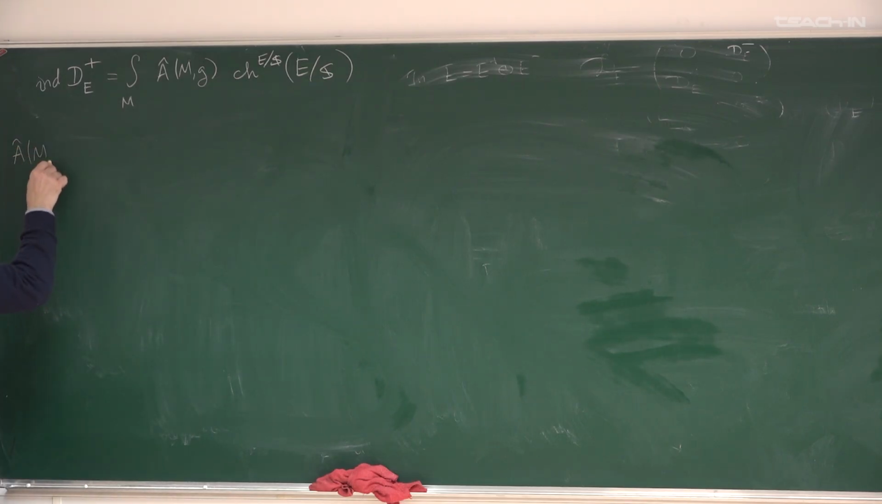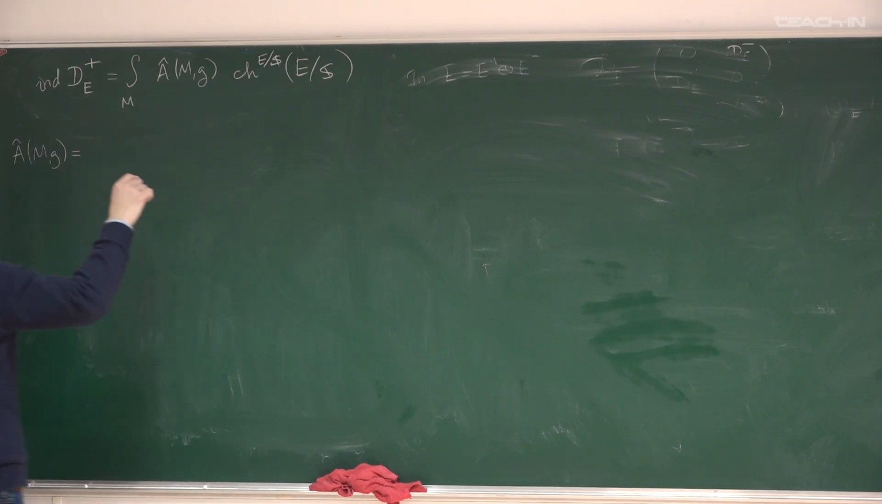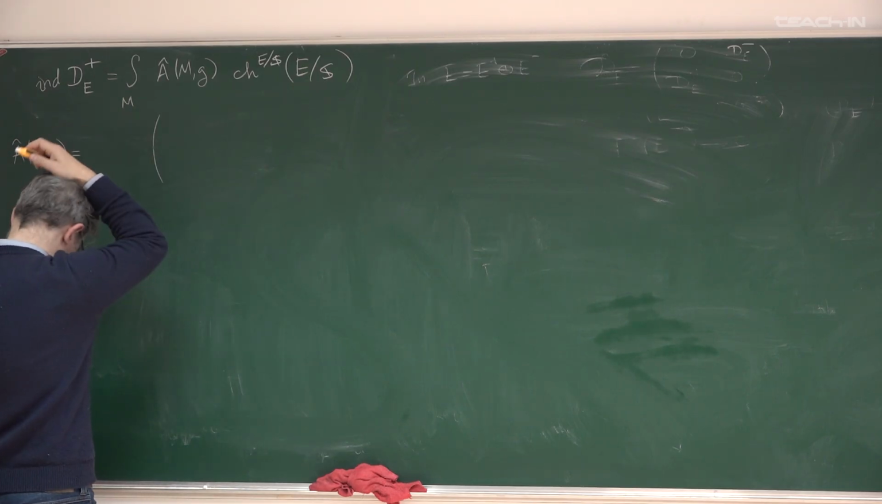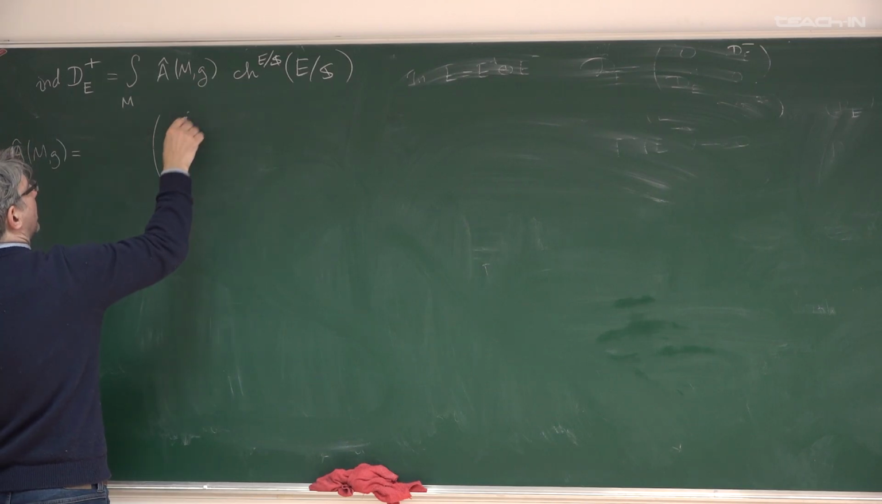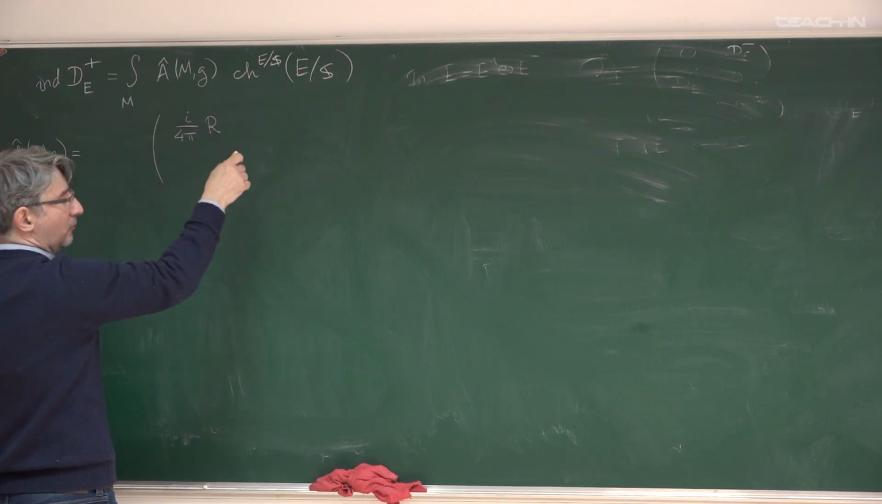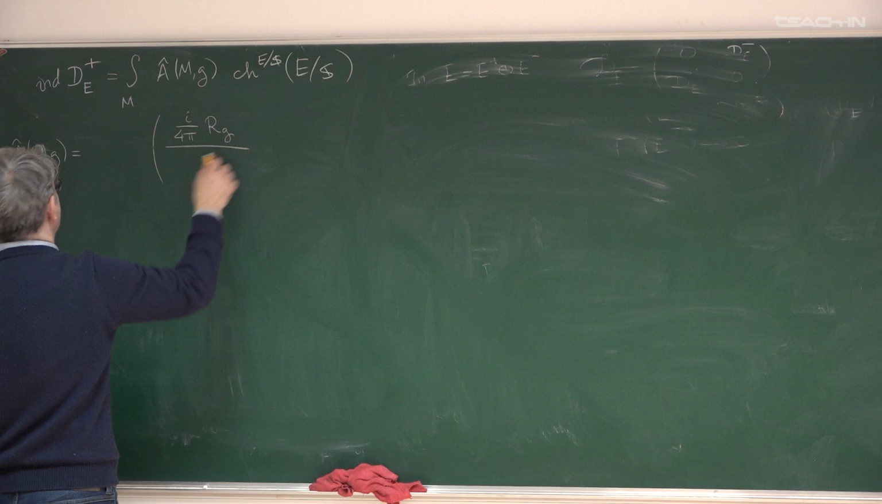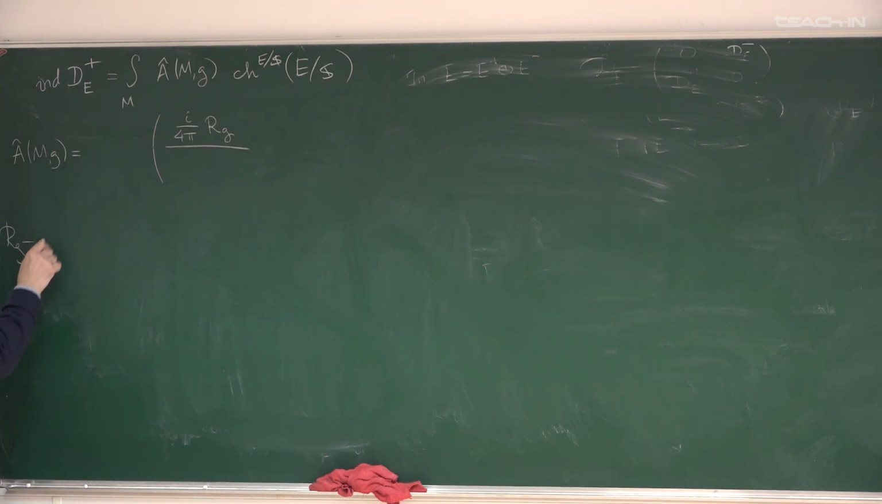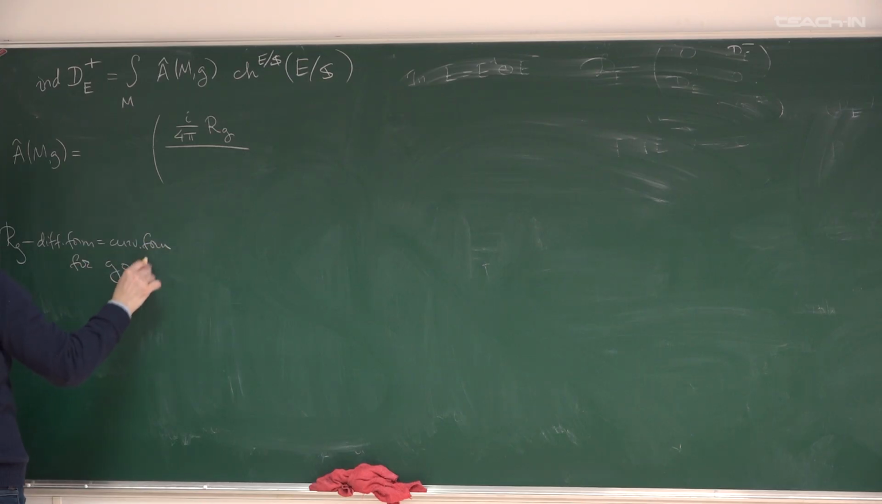A hat of M, g is the following series: i over 4 pi times the differential form R_g, which is the curvature form for the Riemannian metric g on M. So it has nothing to do with the manifold itself. You take the Levi-Civita connection, take its curvature tensor, and form a two-form from it.